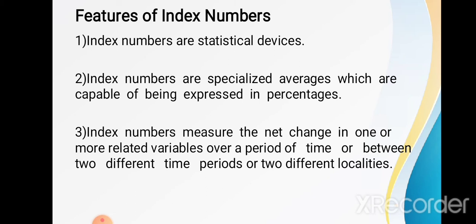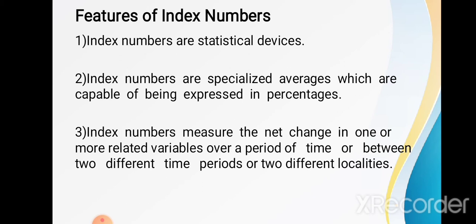Now let us come to the third feature. What is the third feature? Index number measures the net changes in one or more related variables over a period of time, between two different time periods or two different localities. So it is a net change.